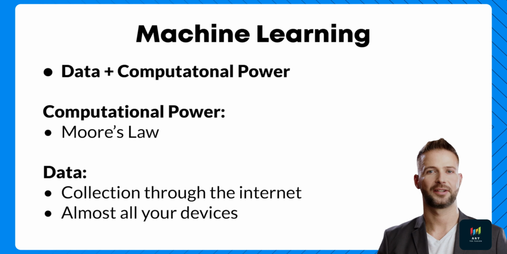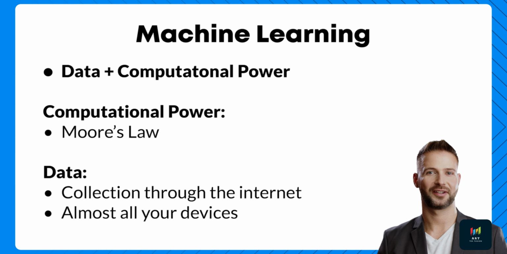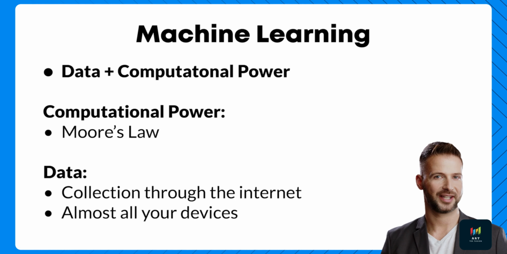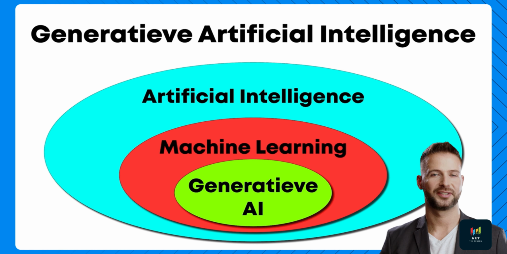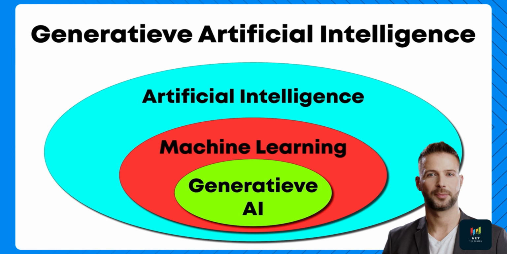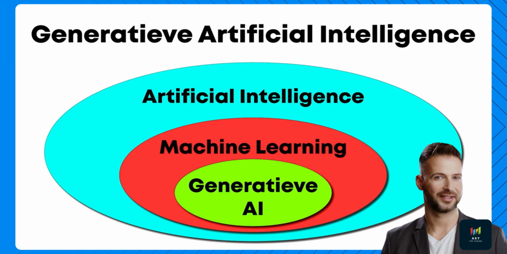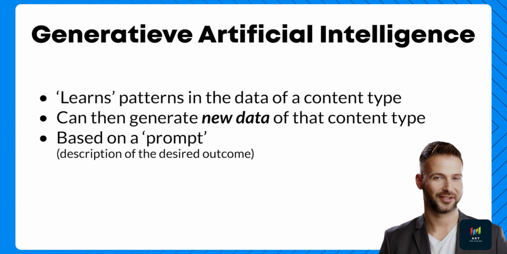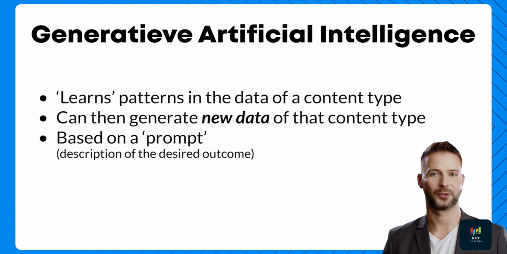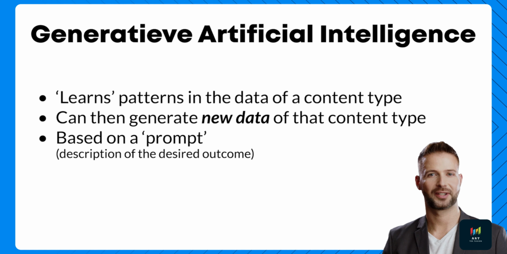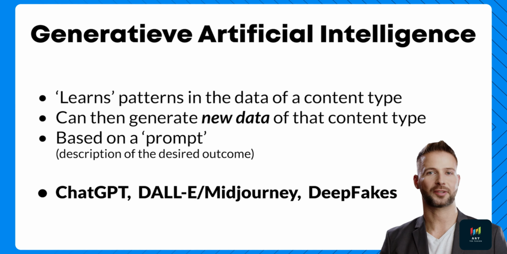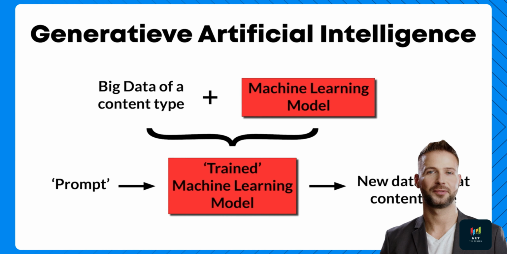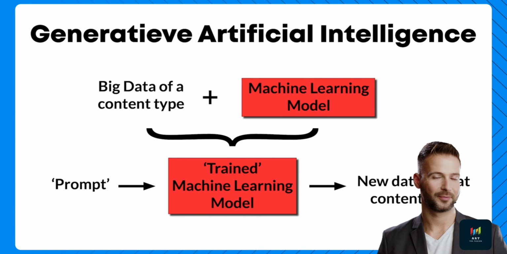And one form of machine learning that has started to pop up and become more and more viable in this past year, and as we speak, is generative AI. Generative AI is a subfield in machine learning where the model learns the underlying patterns in a certain type of content, for instance in text or in images, and it can then create new data of that content type based on a prompt. And a prompt is a description of the desired outcome. So whatever you type into ChatGPT or DALL-E is the prompt, and the output of the program that it gives is the new data it created.